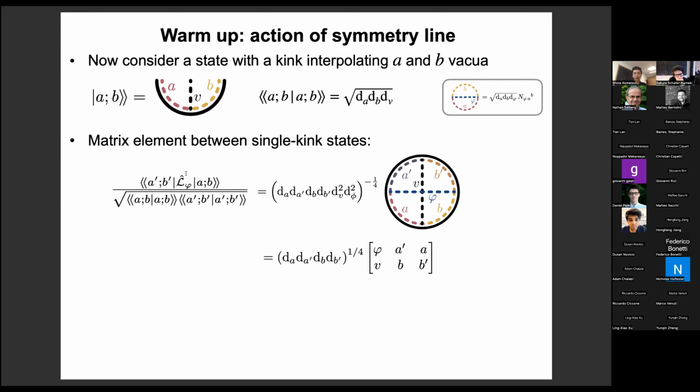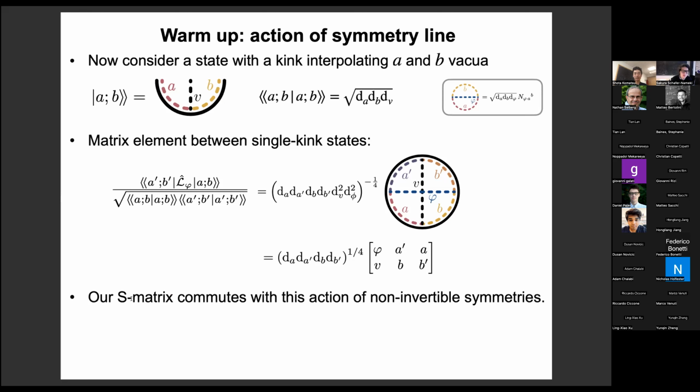So now we use the correctly normalized symmetry line, and also the correctly normalized state, to compute the matrix elements between different single kink states. And that gives you this expression, and the most complicated part is given by this network of lines. Here we have this V line because we are considering the state with a single kink, and this thin line is the action of the symmetry line. Importantly, V and phi are not intersecting, so you should view it from the 3D point of view. And if you do, this is nothing but a tetrahedron. This gives you what's called the tetrahedral symbol, which is just related to the F symbol. So this is the derivation of the matrix element between single kink states. And using this action, we basically check that our S matrix commutes with the non-invertible symmetry.